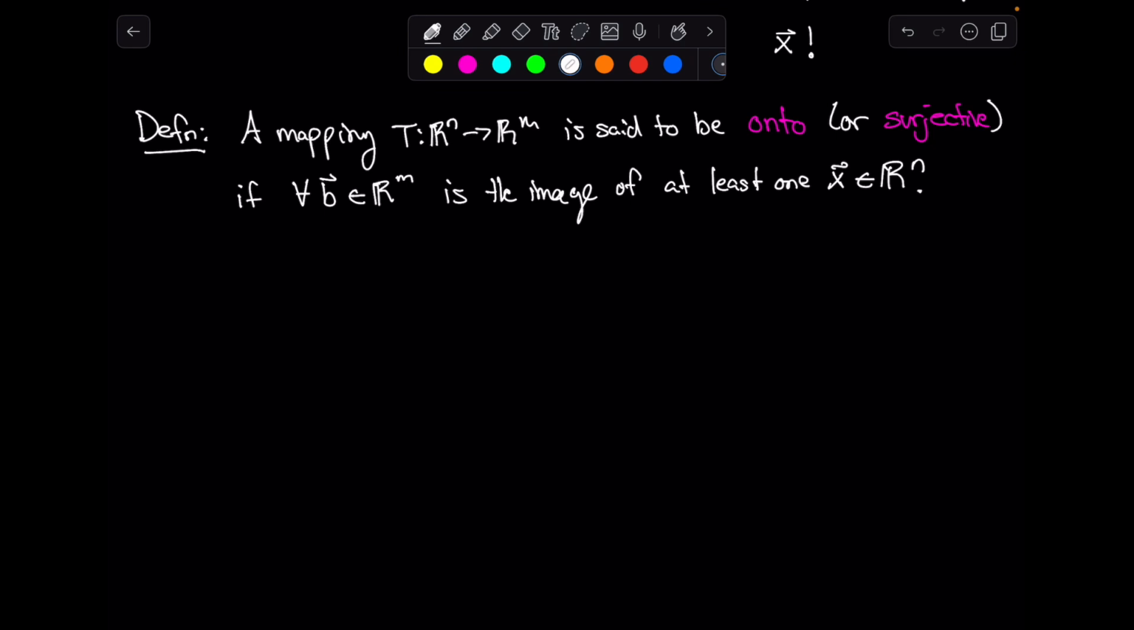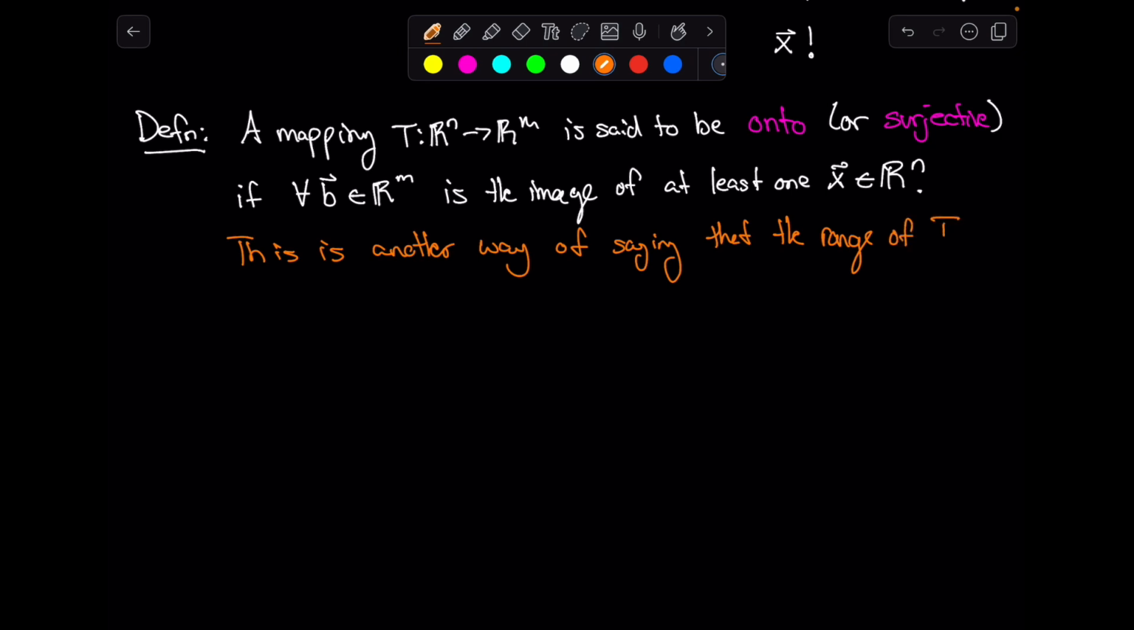Okay, so this is another way of saying, so I'll write this down. So this is another way of saying that the range of T and codomain of T are the exact same.